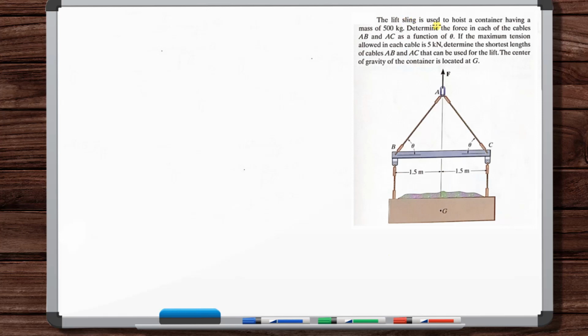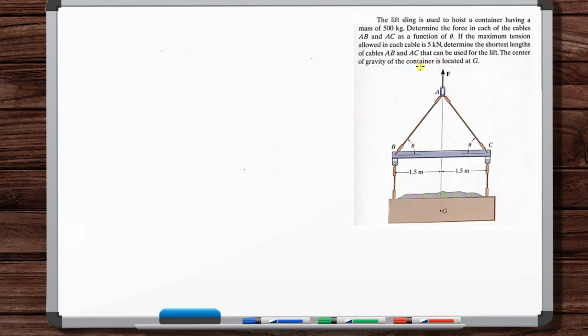Okay, the lift sling is used to hoist a container having a mass of 500 kilograms. Determine the force in each of the cables AB and AC as a function of theta. If the maximum tension allowed in each cable is 5 kilonewtons, determine the shortest lengths of cables AB and AC that can be used for the lift.